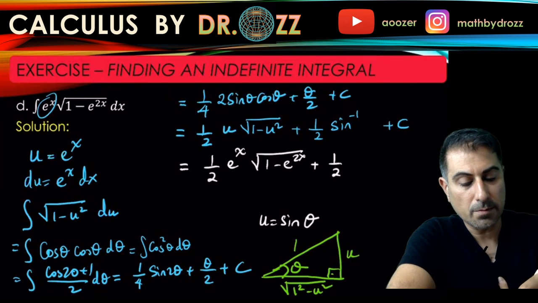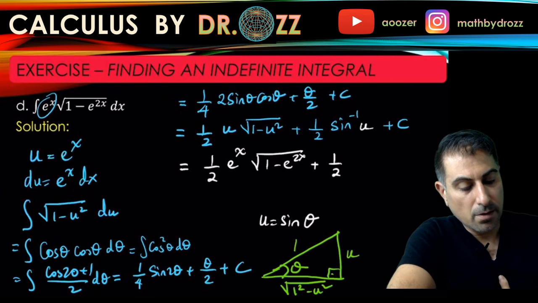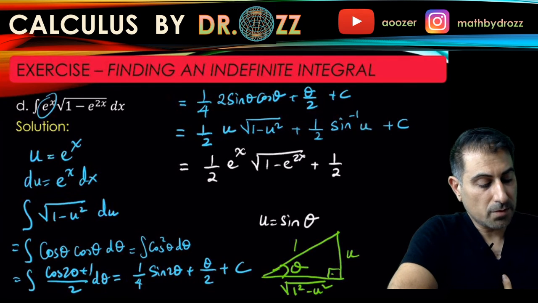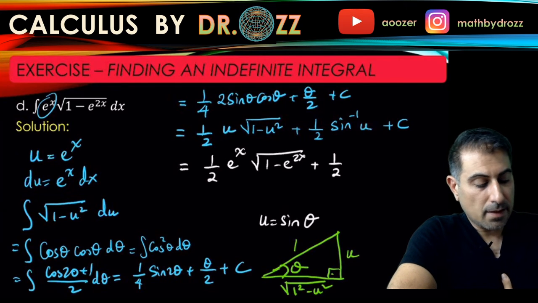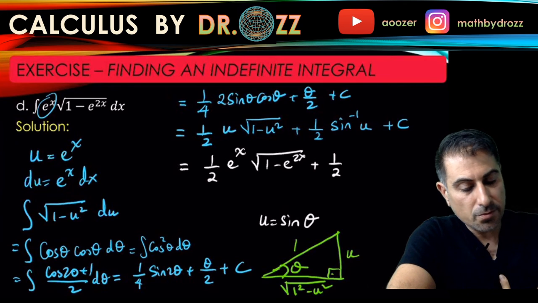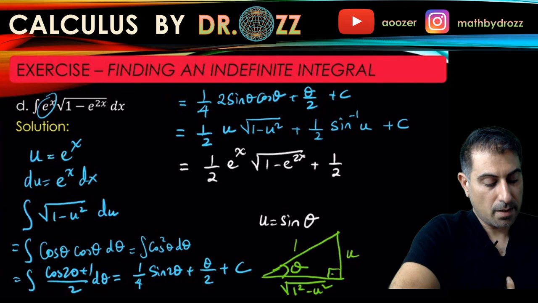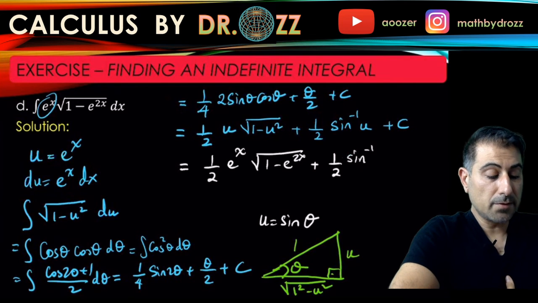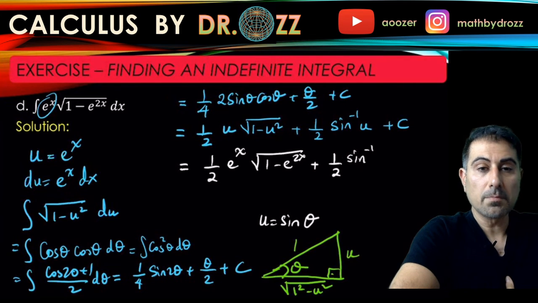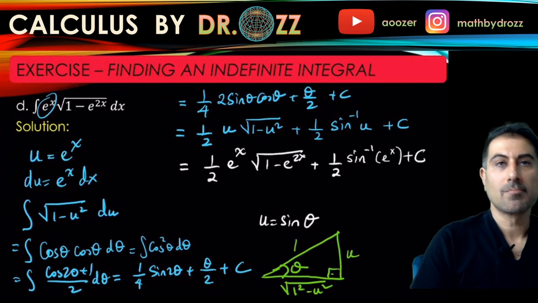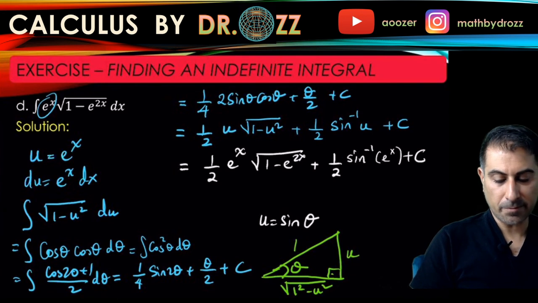Okay, so let me just use a different color. Okay, this was u. All right, so it's 1/2 sine inverse, right? And u equals e to the x, plus c. All right, I think that takes care of everything.